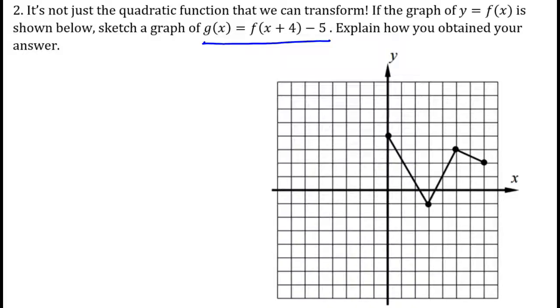So, looking at this here, g is a transformation of f. I shift it down 5 units, and that's not a plus 4, that's really a minus 4, so left 4 units. So I need to transform this graph down 5 and left 4. Down 5, 1, 2, 3, 4, 5, left 4, 1, 2, 3, 4.